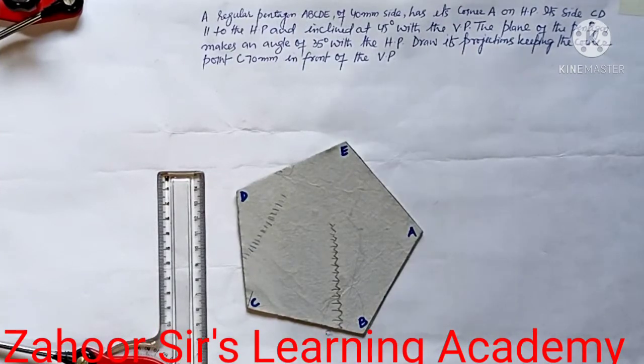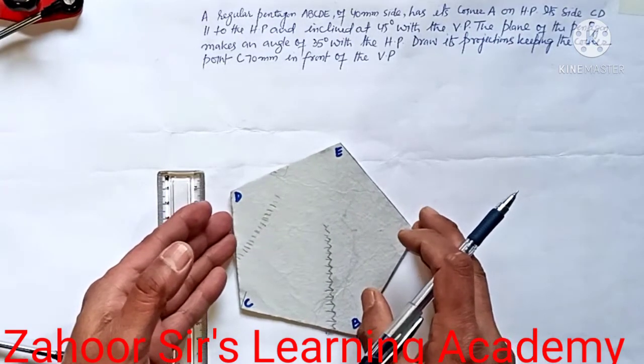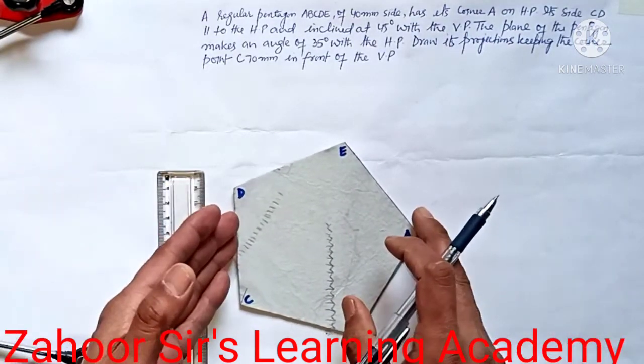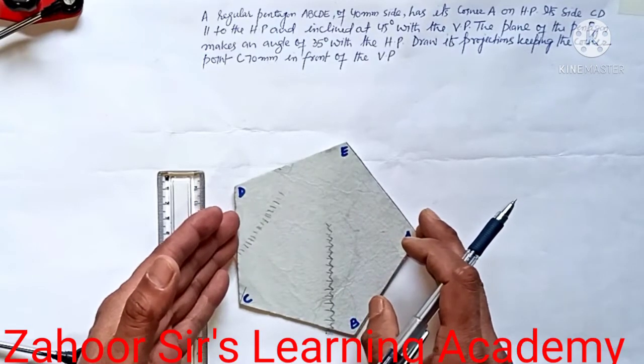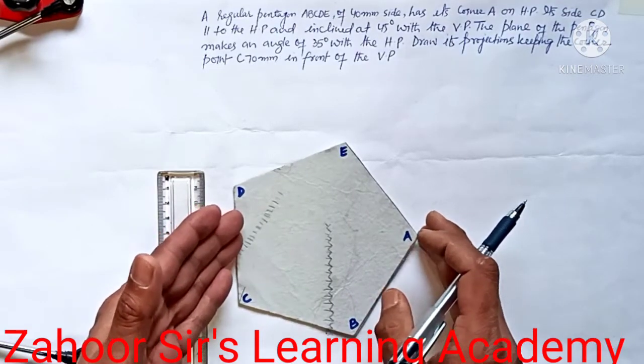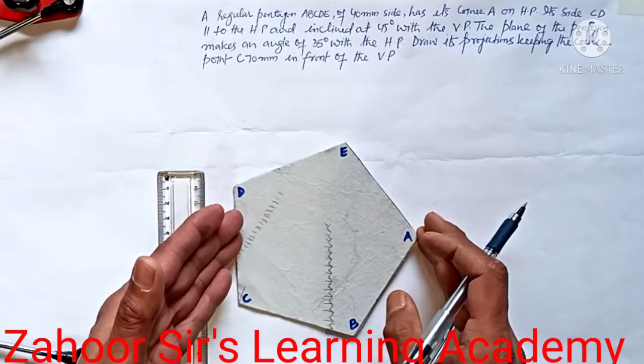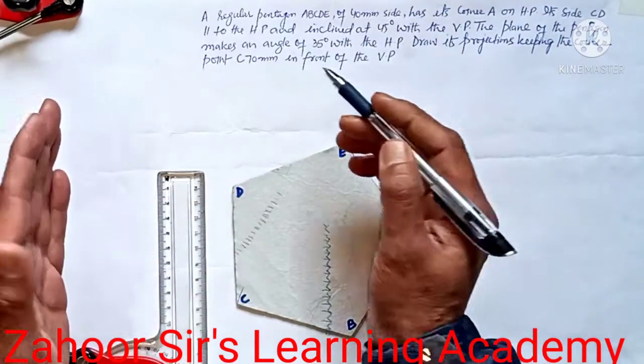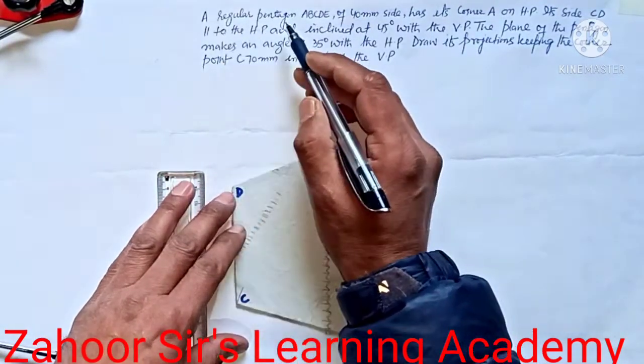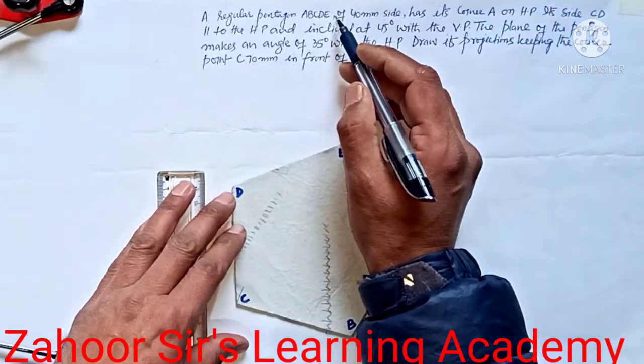In today's class we are going to solve a question on the projection of planes, and we have chosen a question which has a double rotation. In the last class I showed you how to give the single rotation. Now in today's class I will show you how to use the double rotation in projection of planes, and the question is a regular pentagon ABCDE.